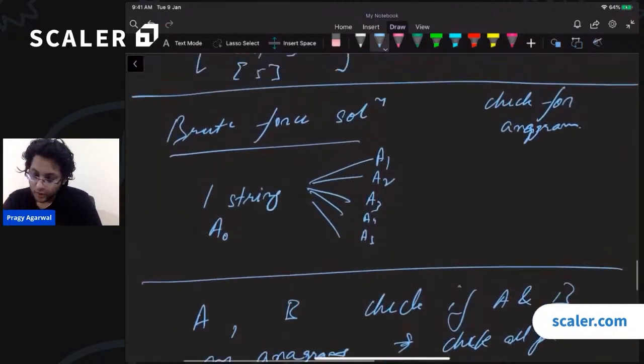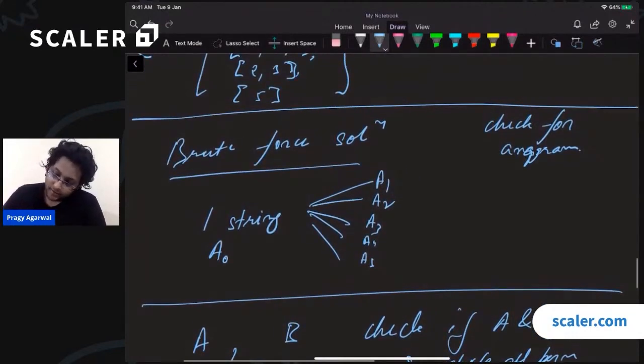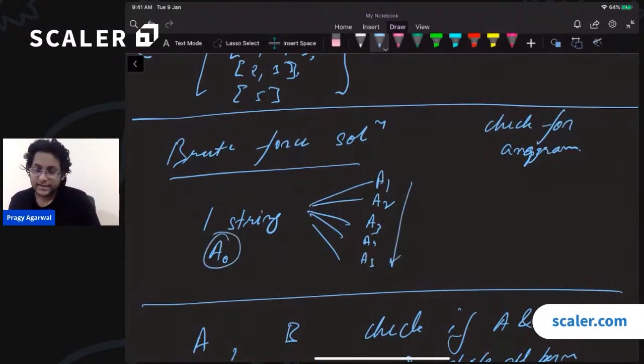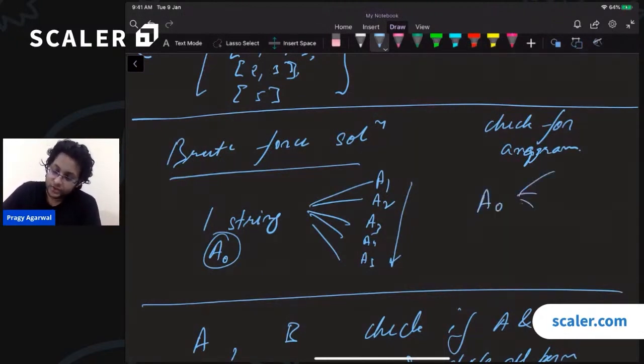So what we can do is compare the string A0 with each of the other strings and check if it is an anagram. If it is, we will put it in the same group. But we are still comparing every string. We are comparing A of 0 with all the other strings, then A of 1 with all the different strings. So the time complexity of this is perhaps not that great.